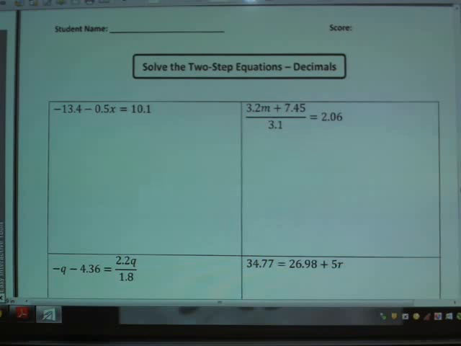This is the homework helper for solving two-step equations decimals worksheet. Let's take a look at the first question here. Negative 13.4 minus a half x equals 10.1.